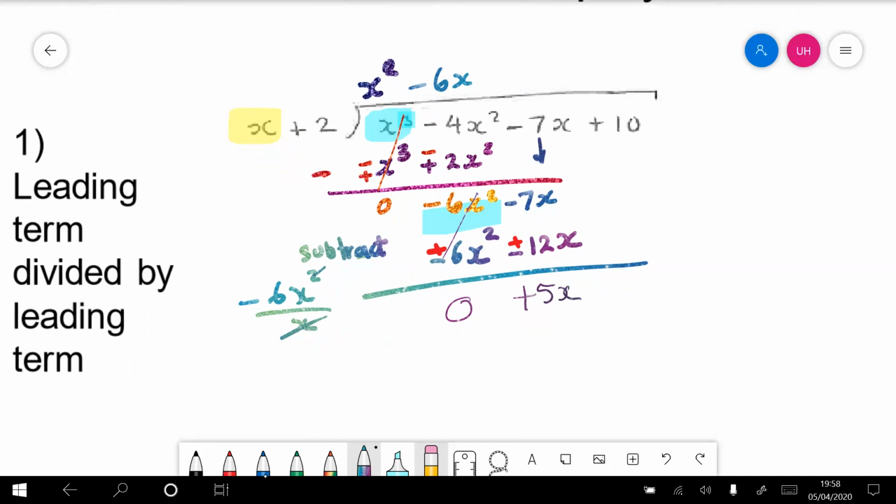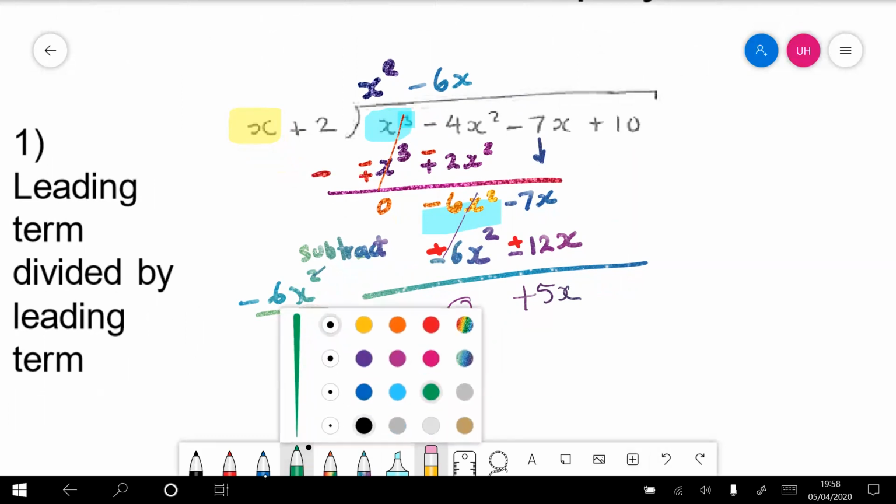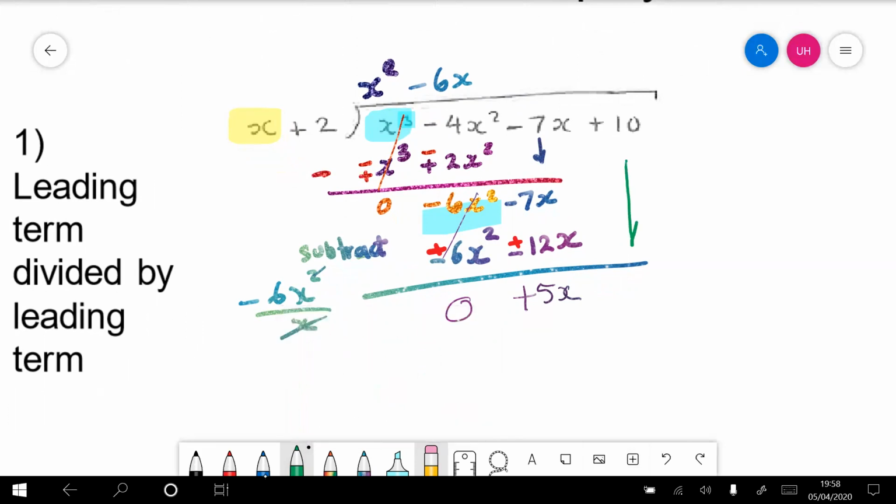Okay, so finished from this. Now we get the next term to put it down, which is the 10. So now we put this 10 here. So this is going to be plus 10. And the leading term is the 5x. So again, 5x divided by x. Basically, you end up with 5. So it's going to be plus 5 here because it's positive. Yeah, 5x divided by x is 5.